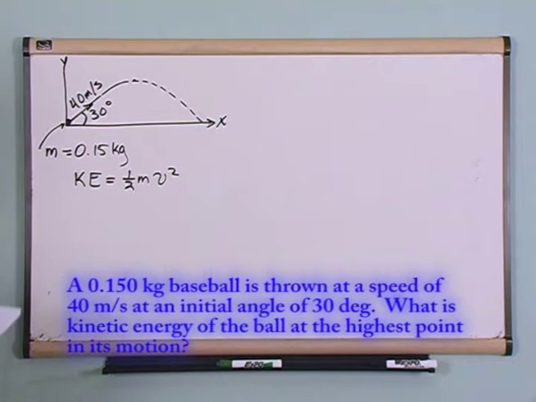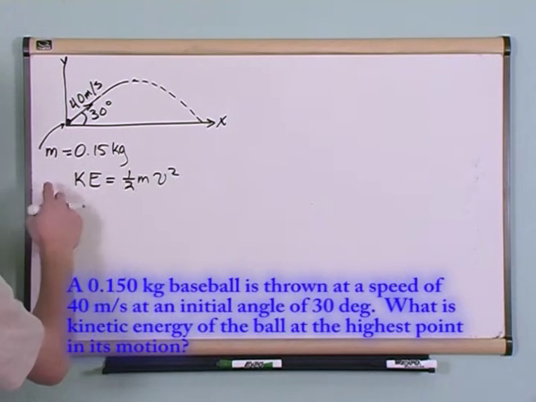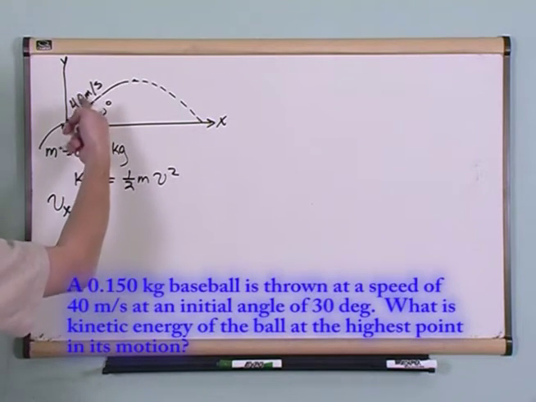Okay, so let's do that. Let's figure out what the horizontal velocity is along here, okay? How would we do that? The x component of the velocity here is going to be what? You have an angle, you have a vector here. How do you do that?